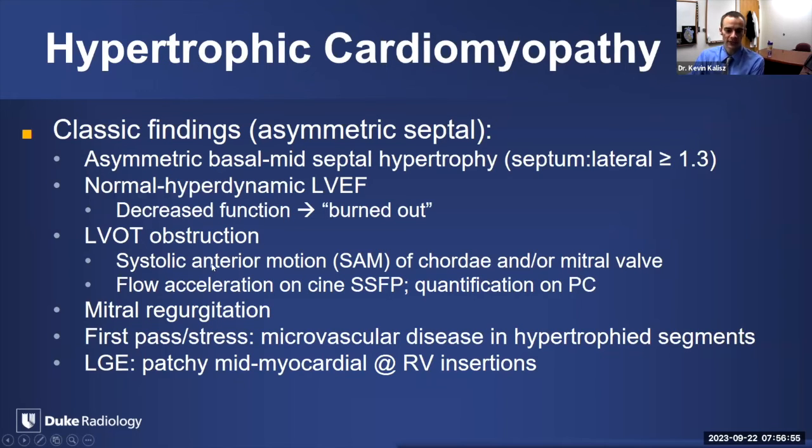Look for signs of LVOT obstruction, which may be due to systolic anterior motion of the mitral valve, either the valve itself or the chordal apparatus, and you can further quantify or analyze that via phase contrast imaging. You can, with all of this, have mitral regurg. I wouldn't say it's mandatory by any means, but some of our providers like to do stress tests on these patients, and you may see microvascular disease in the hypertrophied segments. And of course, evaluating for LGE, which is typically in a non-ischemic distribution, typically at the RV insertions.